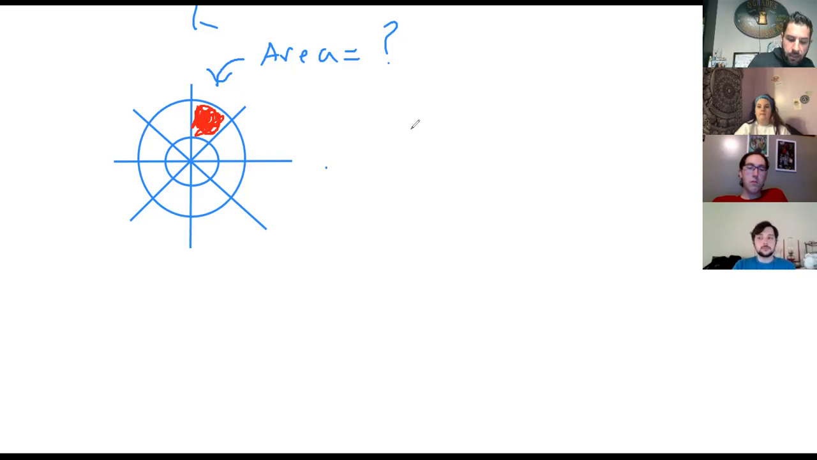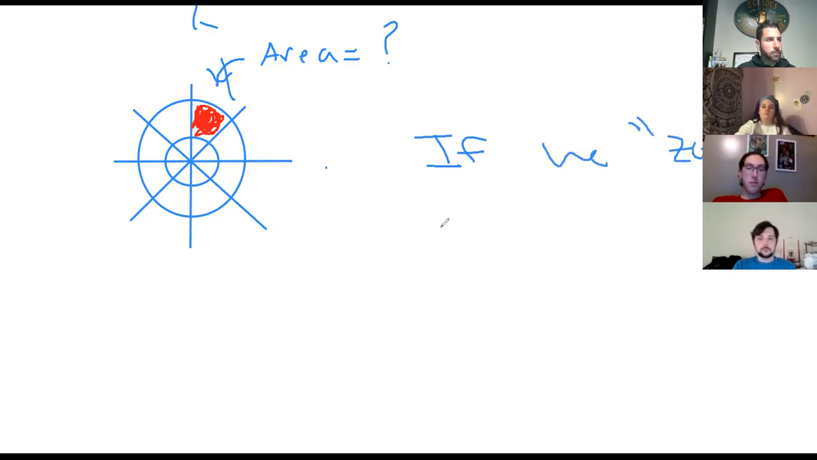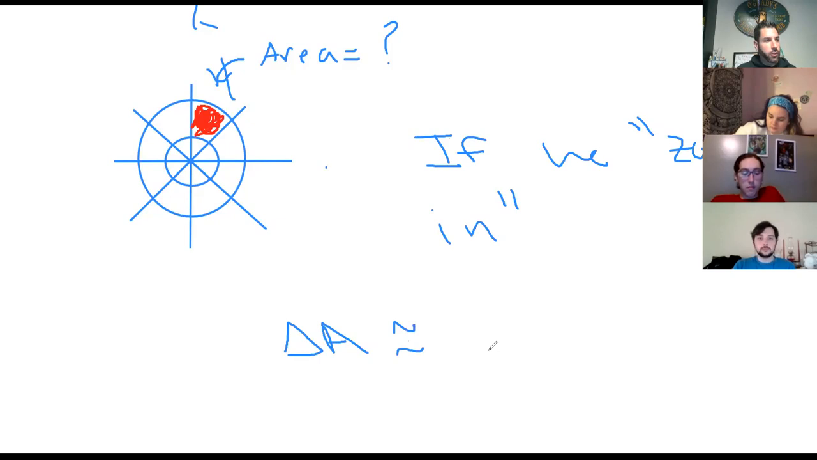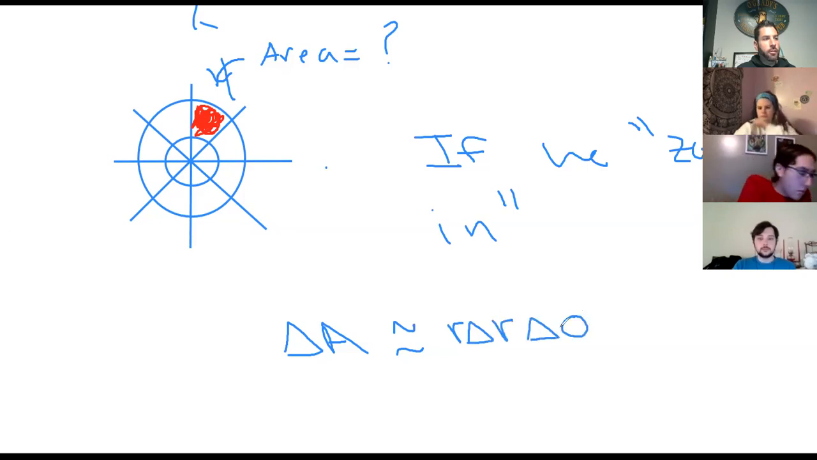So it turns out, if I come over here and we zoom in, then we get our delta A. That's our rectangular guy. We would expect that this is going to be approximately r times change in r times change in theta.